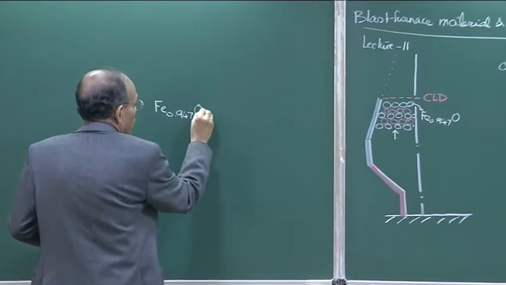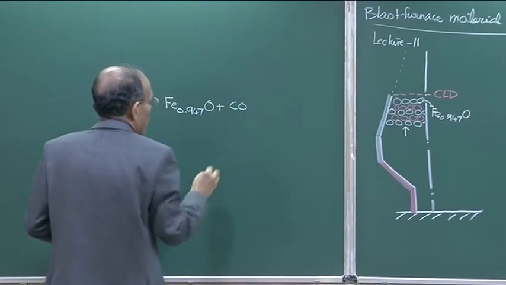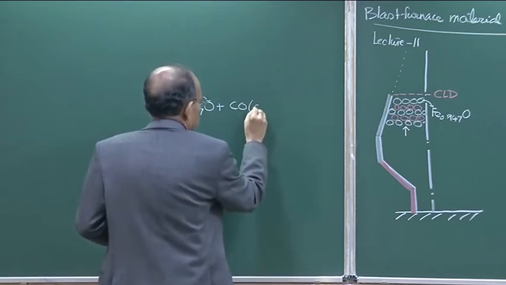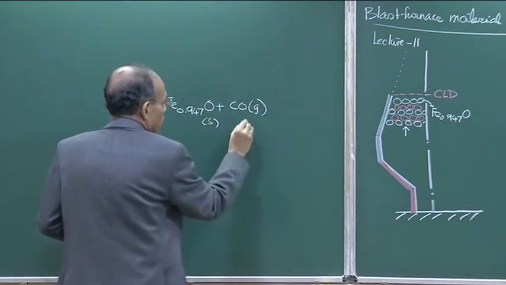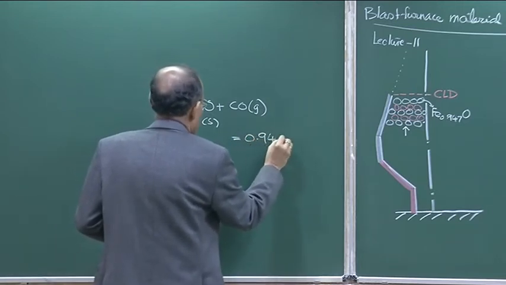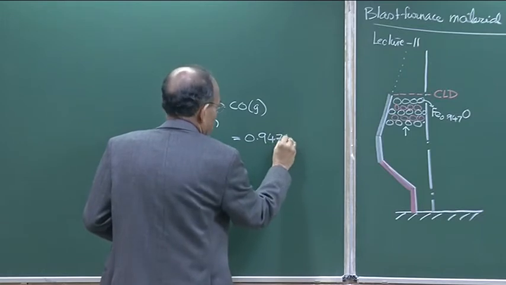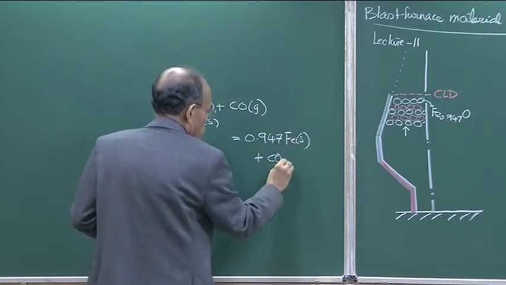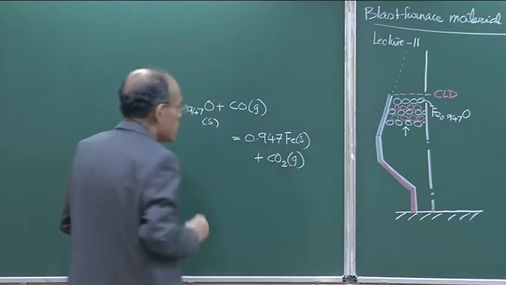Fe0.947O solid plus CO gas is equal to 0.947 Fe solid plus CO2 gas.